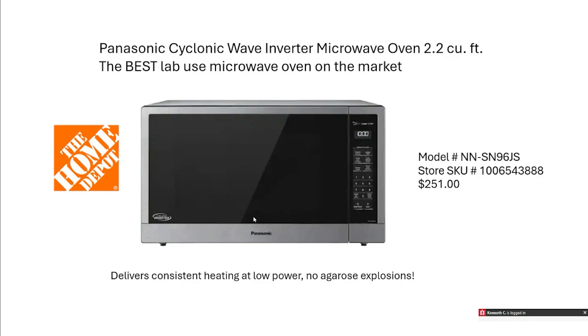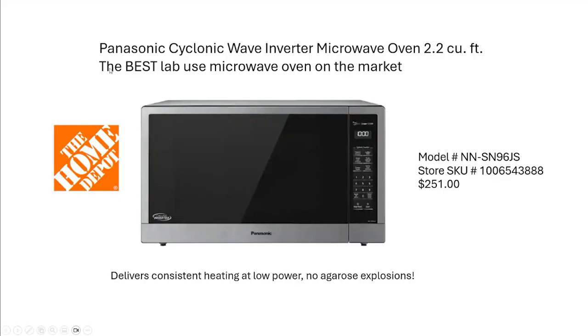It'll just be oscillating between 10 and 0, so there's no consistent heating. And what happens is the agarose blows up in the microwave. It boils over the sides of your container and becomes very difficult to manage. So you don't want agarose mess in your microwave oven.